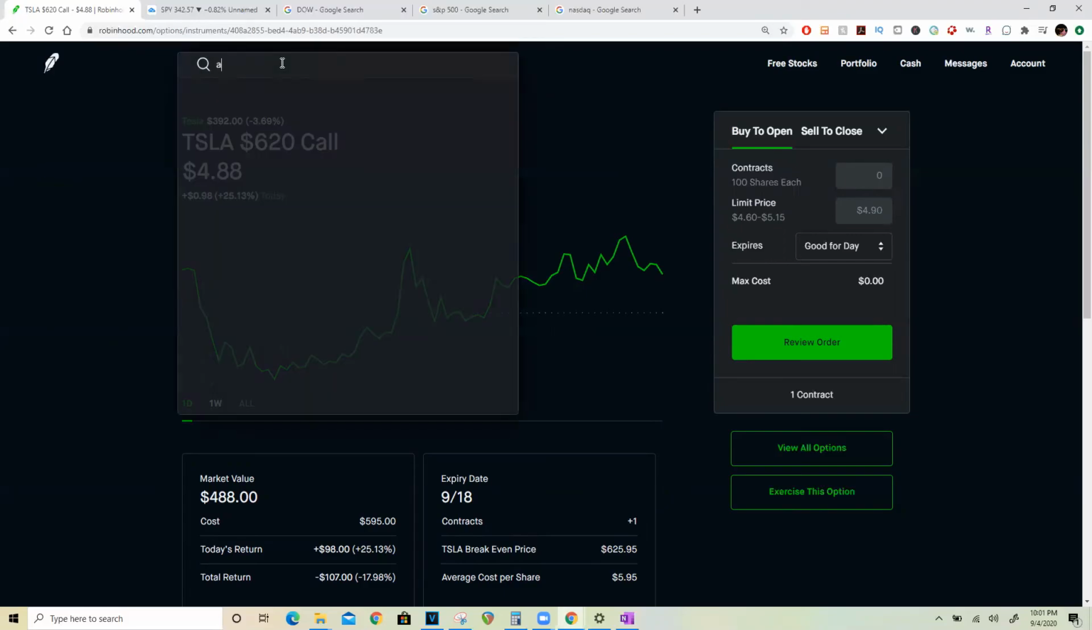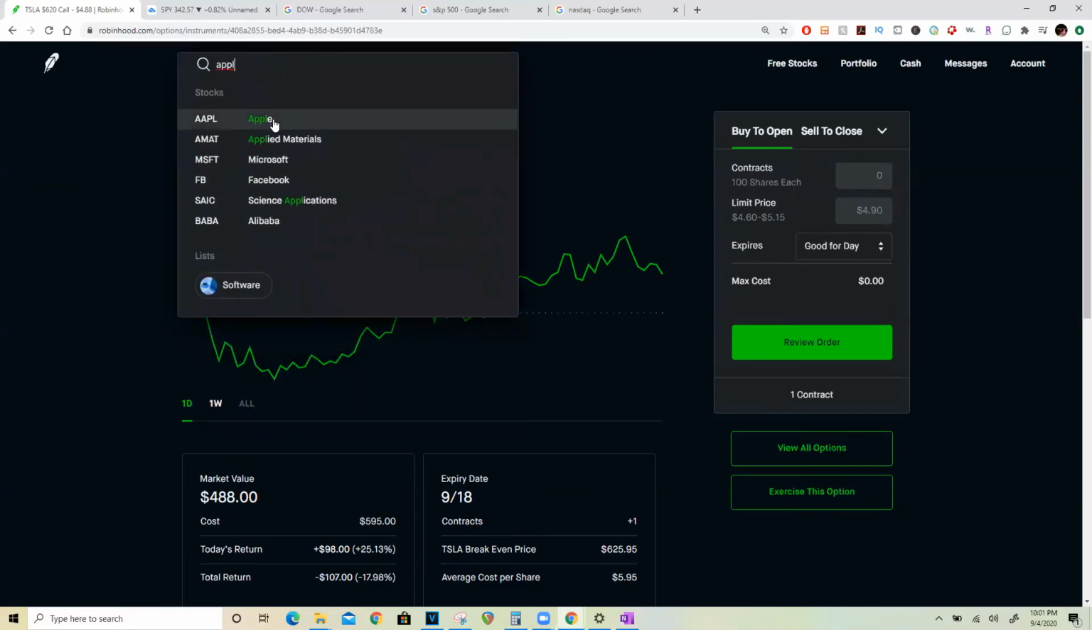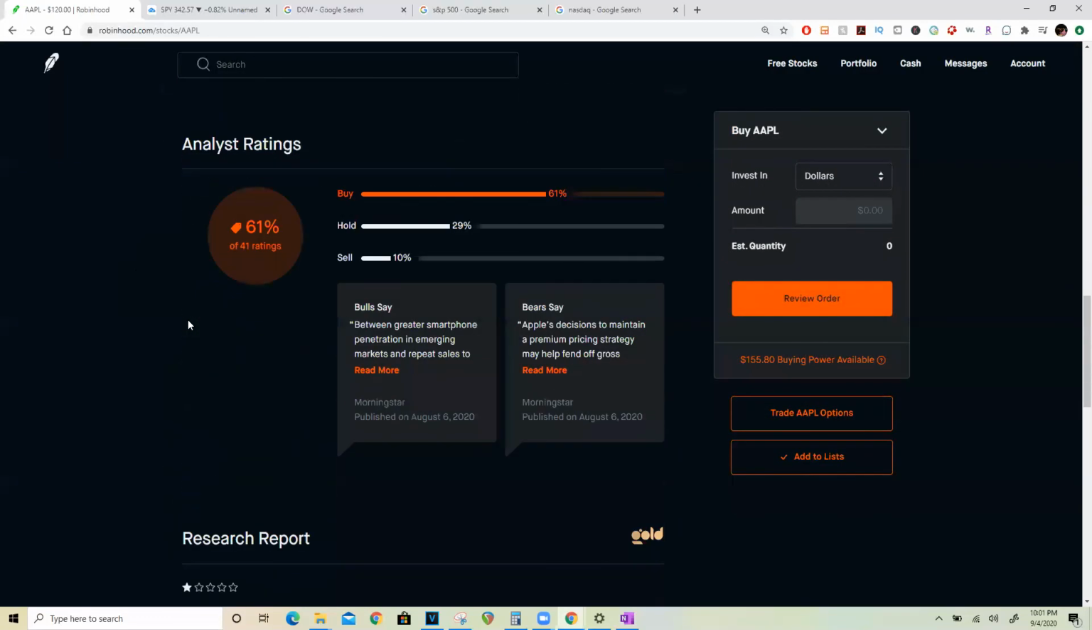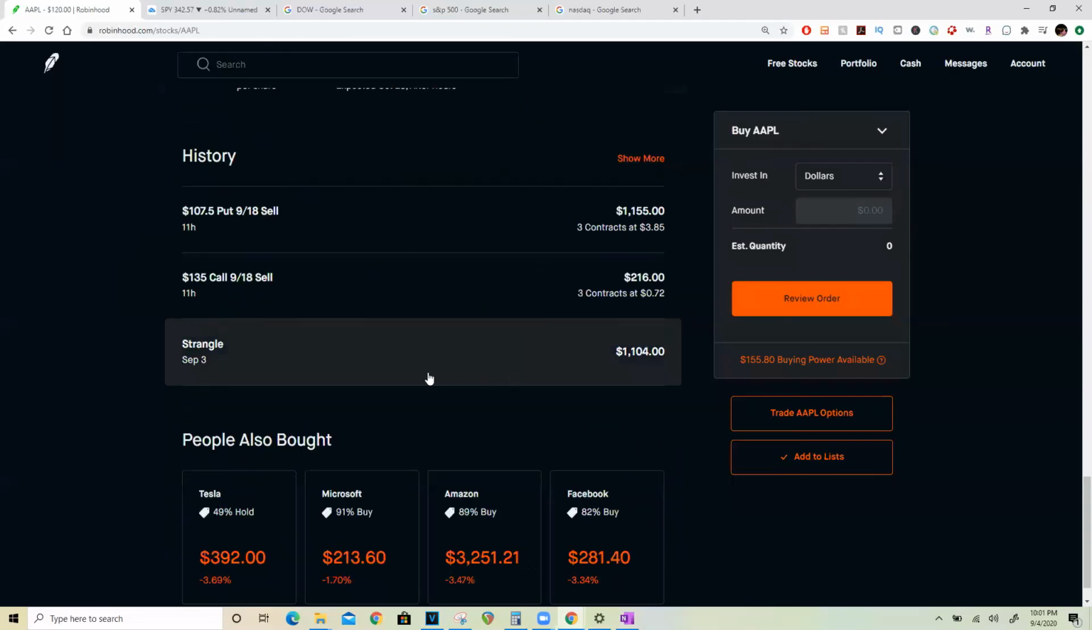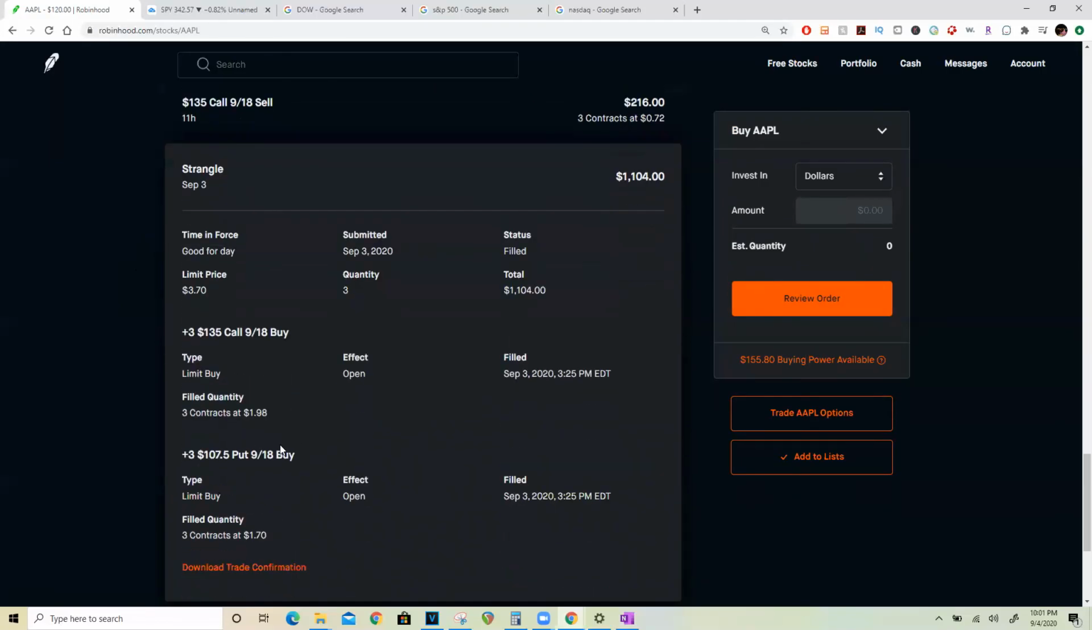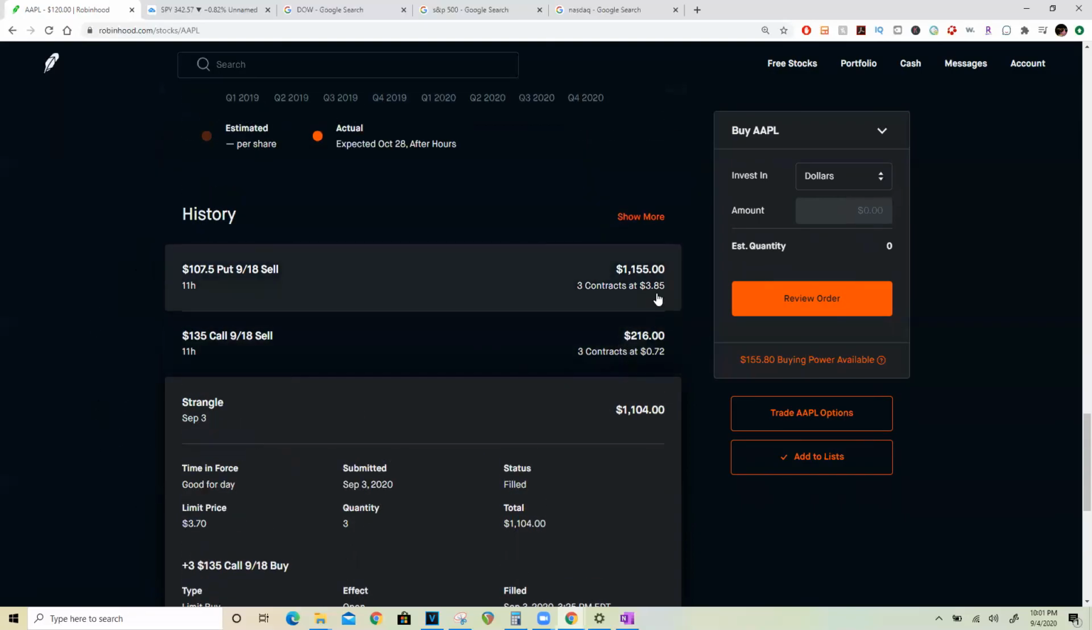Now, another stock that I did this on was Apple. I already sold out of it, so you won't see it here, but I got a Strangle for $1,104. I got 3 of the 107.50 puts and 3 of the 135 calls. I paid $170 for 3 of the puts, and because Apple did go down a lot, I sold out of the puts at $385, which is a good 125% profit in 1 day, okay?